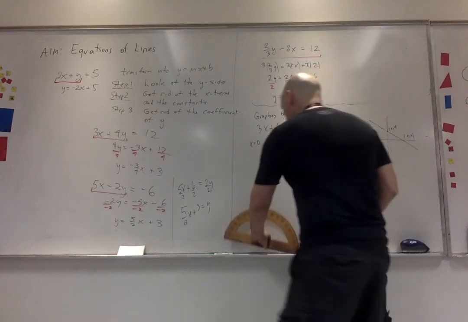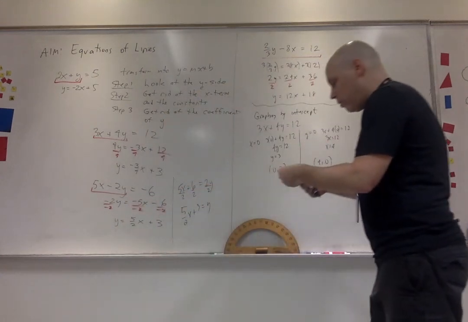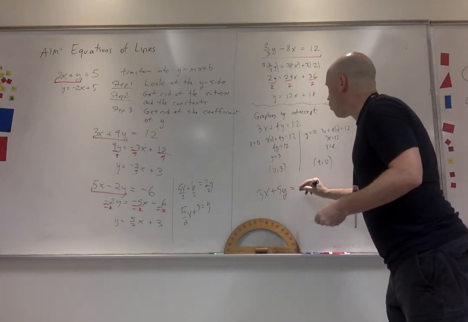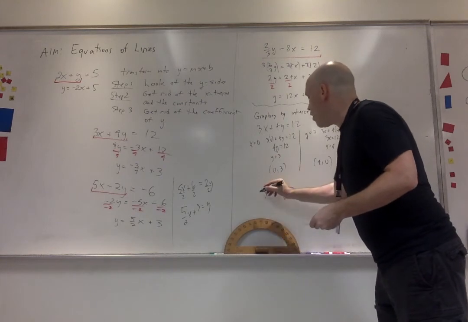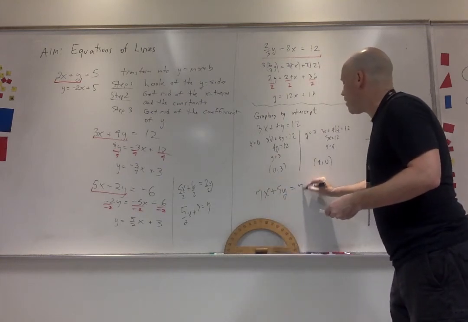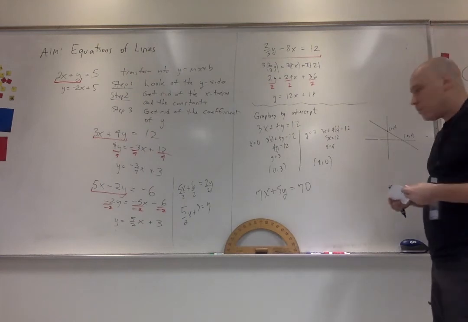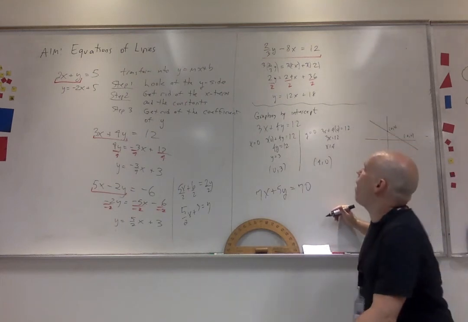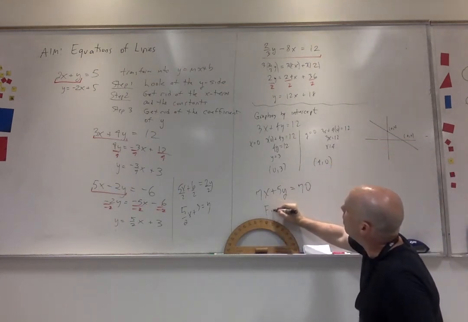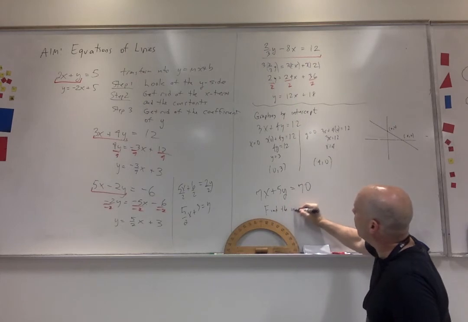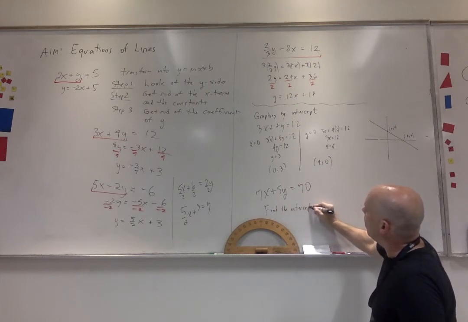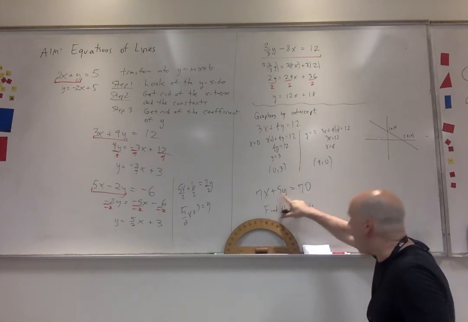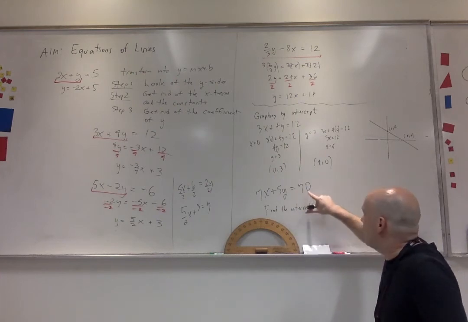Let's try another one. How about we try 3x plus 5y equals, actually, no, let's change it around. How about 7x plus 5y equals 70? Because I'm asking you to find the intercepts, I would say find the intercepts. So you say, okay, this is easy because I know that 7 goes into 70, and I know that 5 goes into 70 because it ends with a 0.